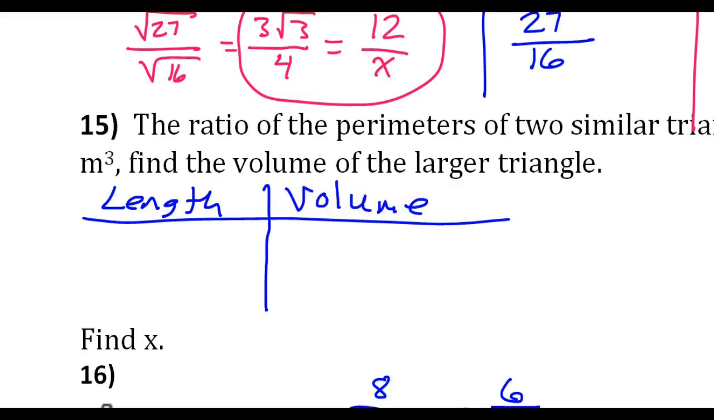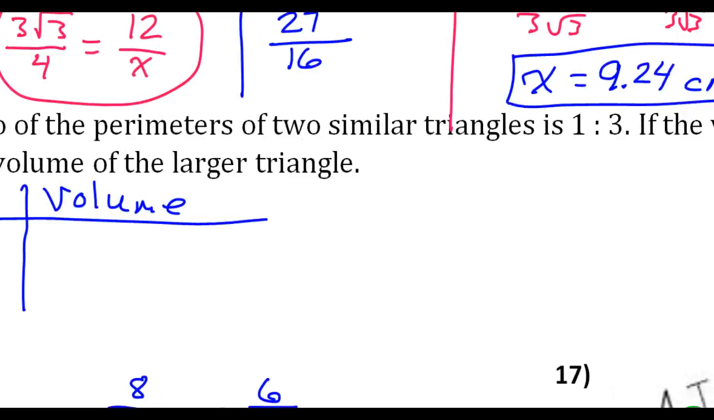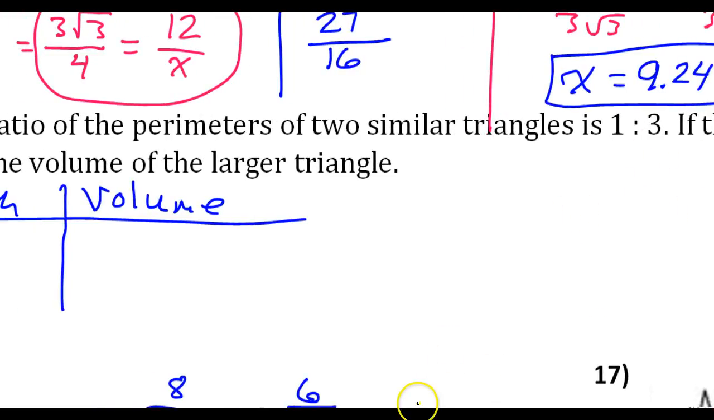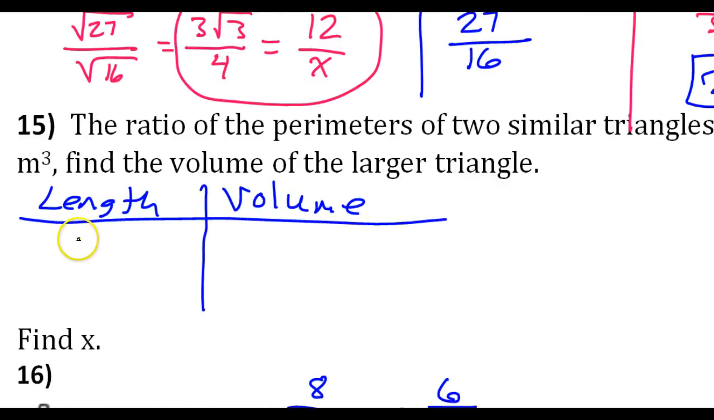Okay? So the ratio of the perimeters is 1 to 3. So that's my scale factor. And so that's small over big. Keep that in mind. Small over big. Excellent. If I want the volume scale factor, I'm going to have to cube this. So that's why the volume scale factor will be 1 over 27. 1 cubed is 1, 3 cubed is 27. So this is what we will use to find the volumes.